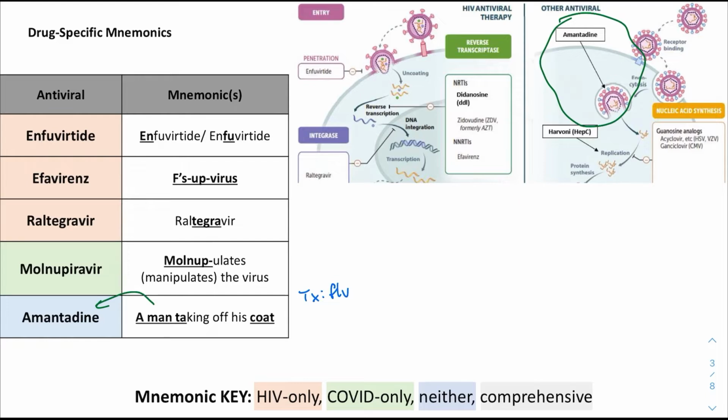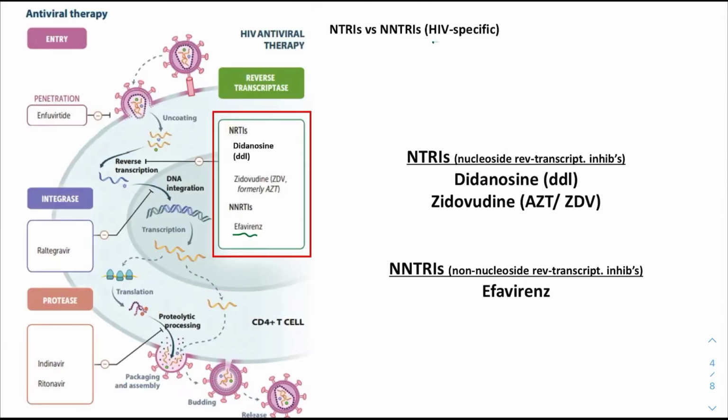So amantadine is like a man taking off his coat, and the coat is that it messes with viral uncoating. Okay, now let's go back to HIV-specific drugs for now. In particular, we're going to be talking about the drugs that inhibit the reverse transcriptase that is used by the virus to convert its RNA into DNA that can be integrated into the host.